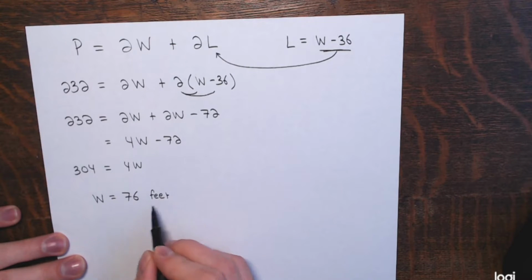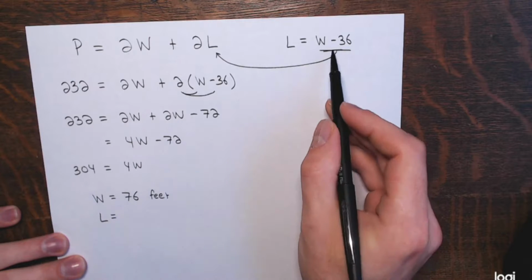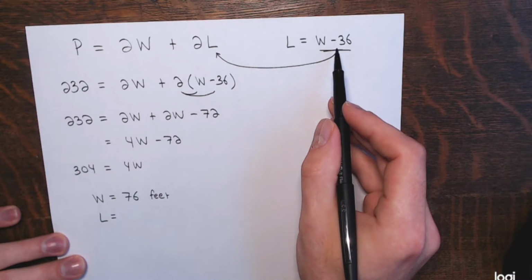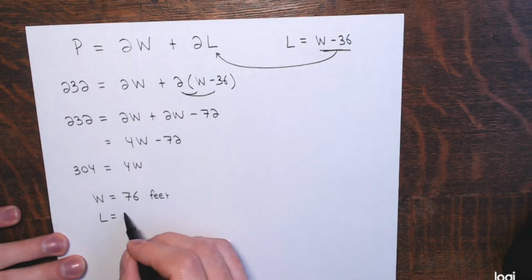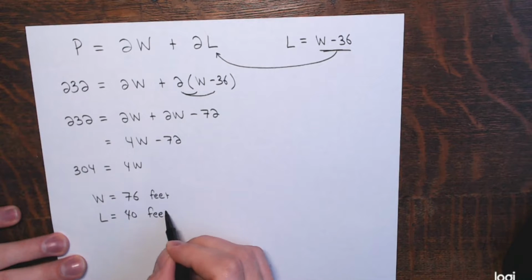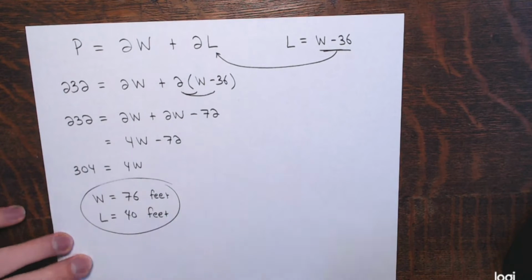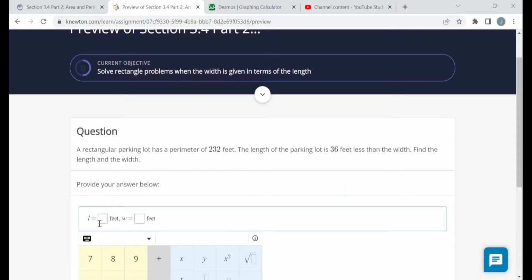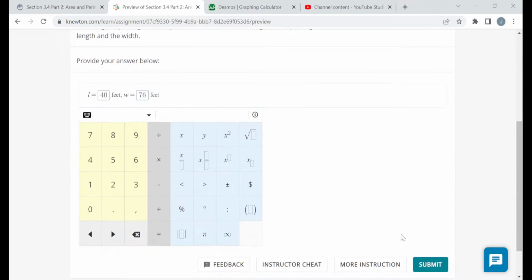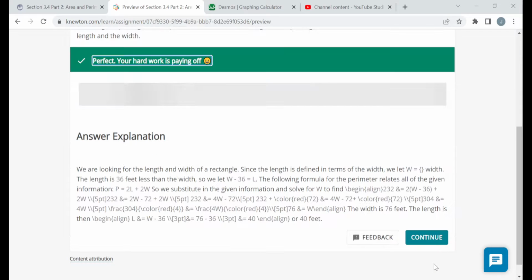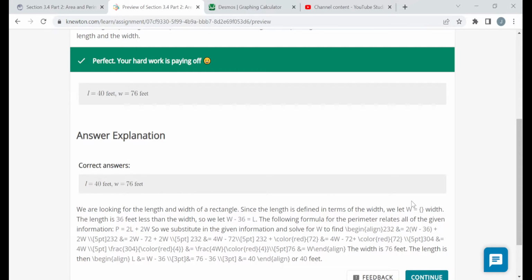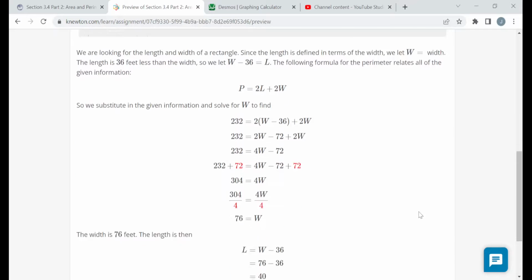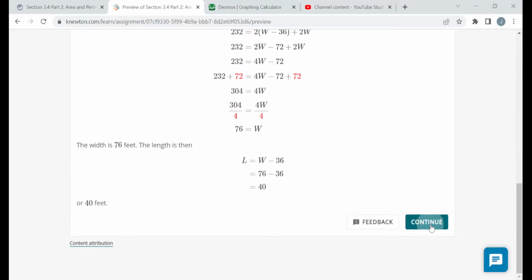And then the length, remember the length is 36 less than that. 76 minus 36 would be 40 feet. And this is what they want us to enter. It would be a 40 foot by 76 foot rectangle. And again, pay attention. L, the lowercase l is for length, which we said was 40 feet, and the W was 76, so the width. Alright, great. And I probably have just one more of these based on the progress I've made.